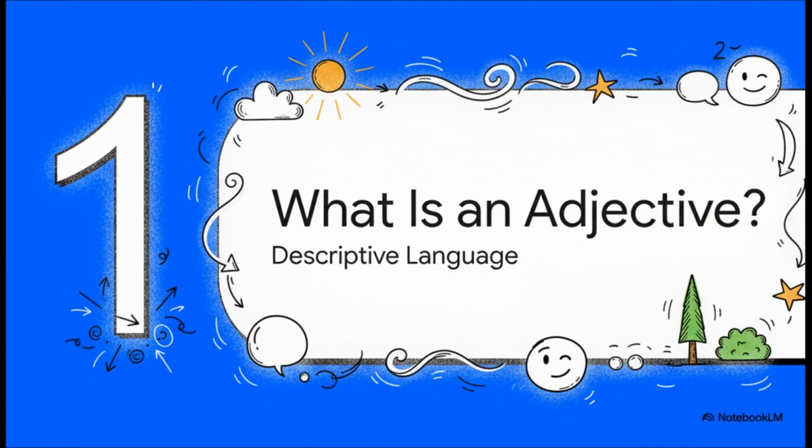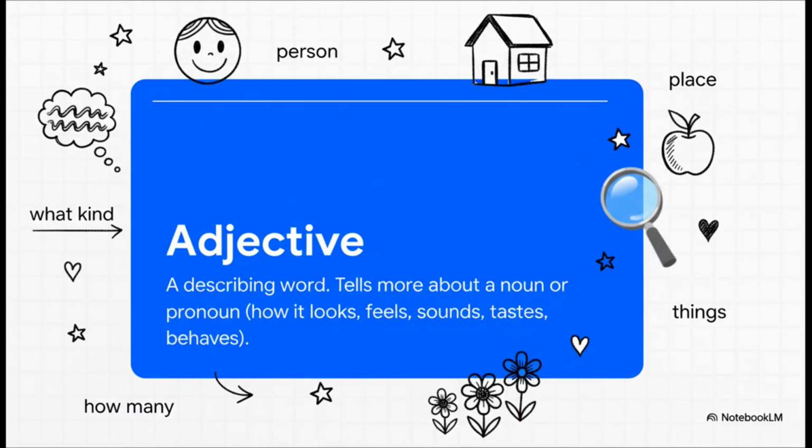All right, first things first, we have to start with the absolute basics, the foundation of all descriptive language. So what is an adjective? What's its real job in a sentence? Simply put, an adjective is a describing word. That's its whole mission. It adds detail to a noun or a pronoun, a person, place, or thing. It answers questions like, what kind is it? Or how many are there? Think of adjectives as the spice you add to a bland sentence to give it flavor.